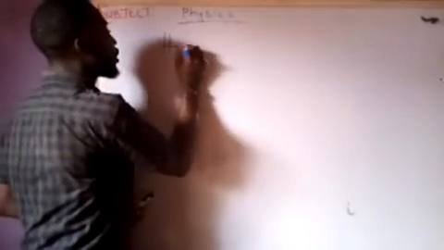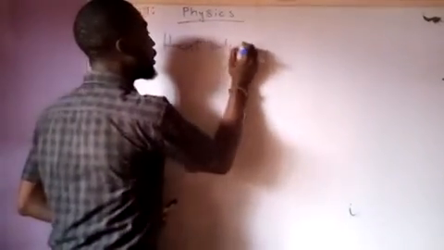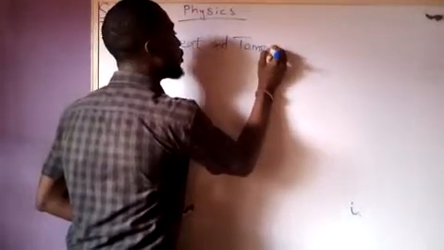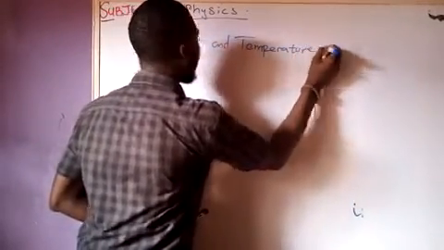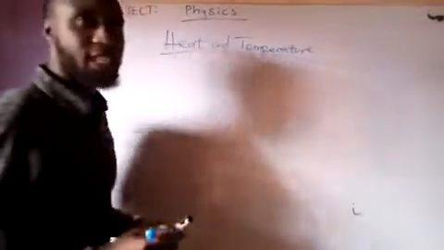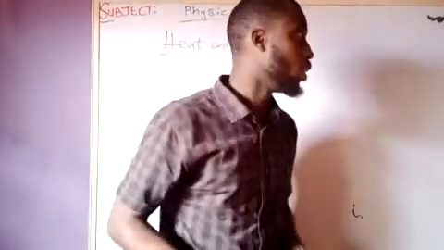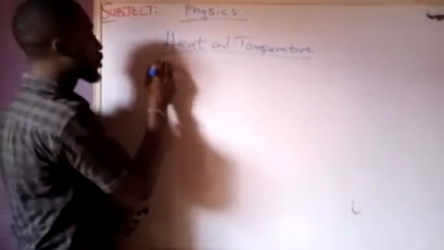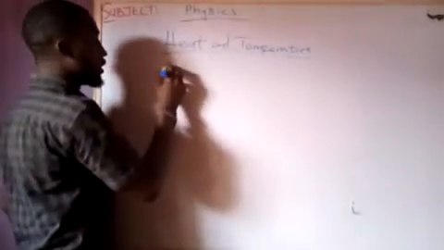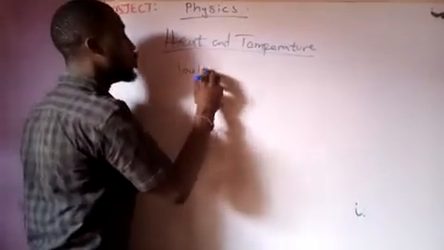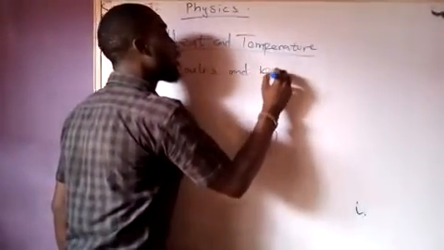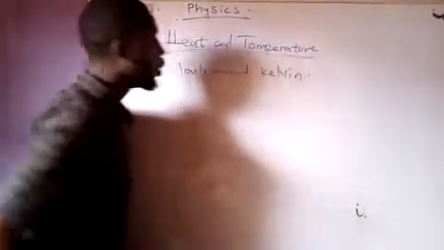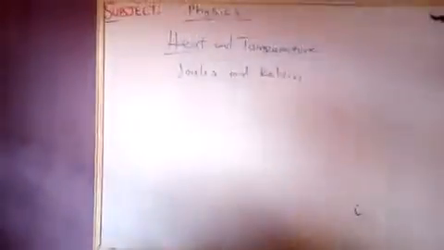Alright, our topic today is heat and temperature. Yeah, this is a very popular topic. Heat and what? Temperature. The physicists that discovered and worked earlier on heat and temperature were Joule and Kelvin. They did very great work in explaining the concept of heat and temperature.